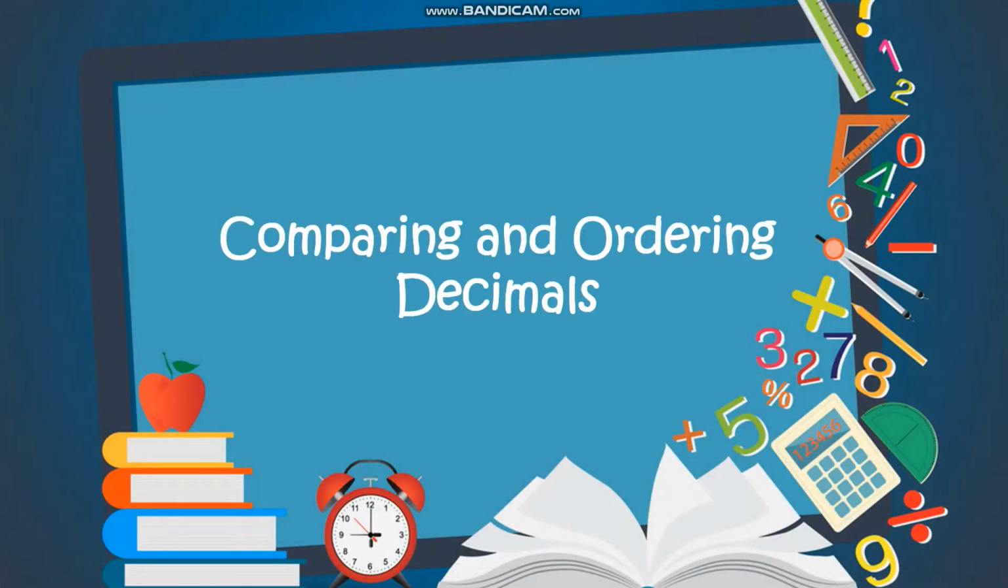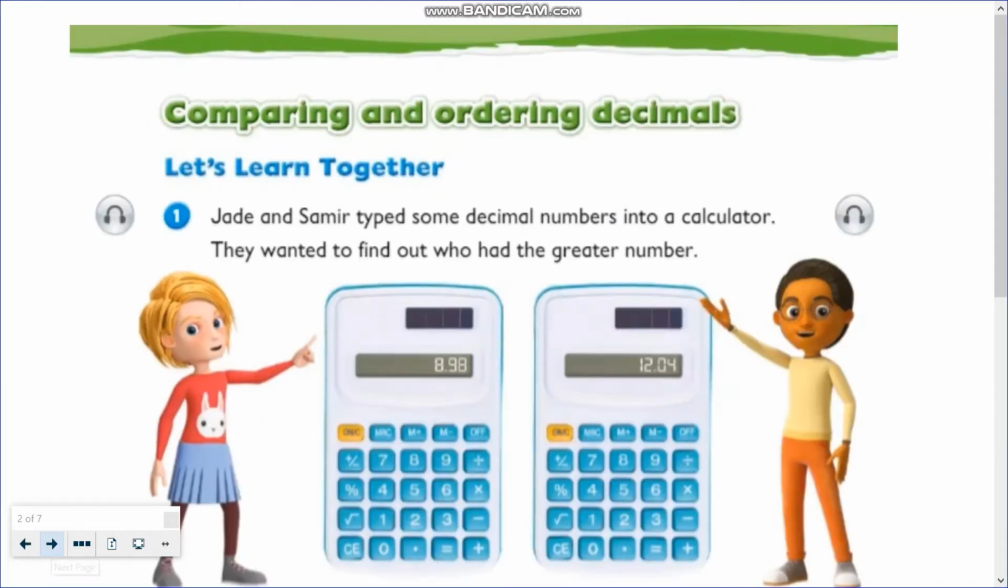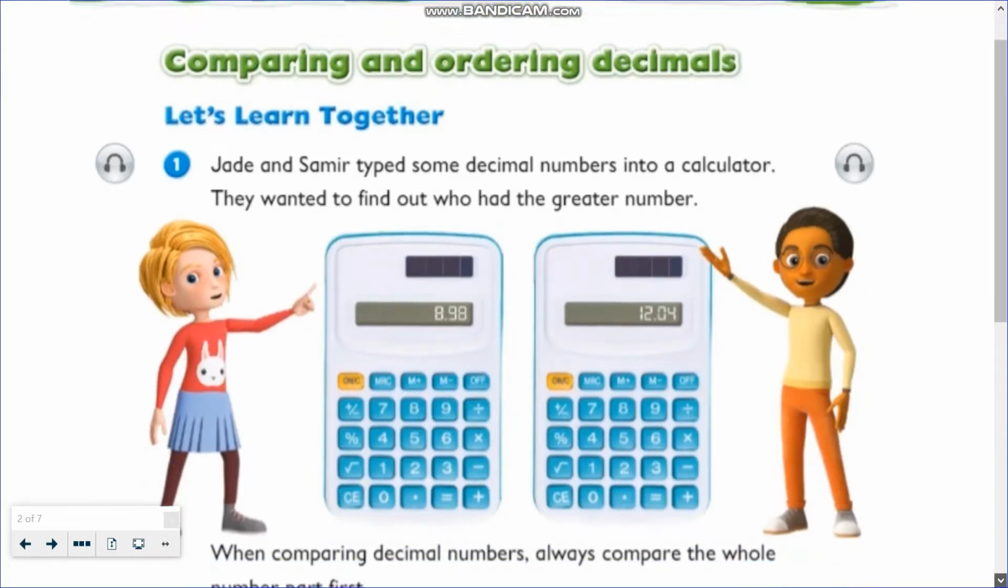Today, we're going to learn about comparing and ordering decimals. Let's learn together. Let's have a look and discuss the following examples from your student's book. First example, Jade and Samir typed some decimal numbers into a calculator. They wanted to find out who had the greater number.